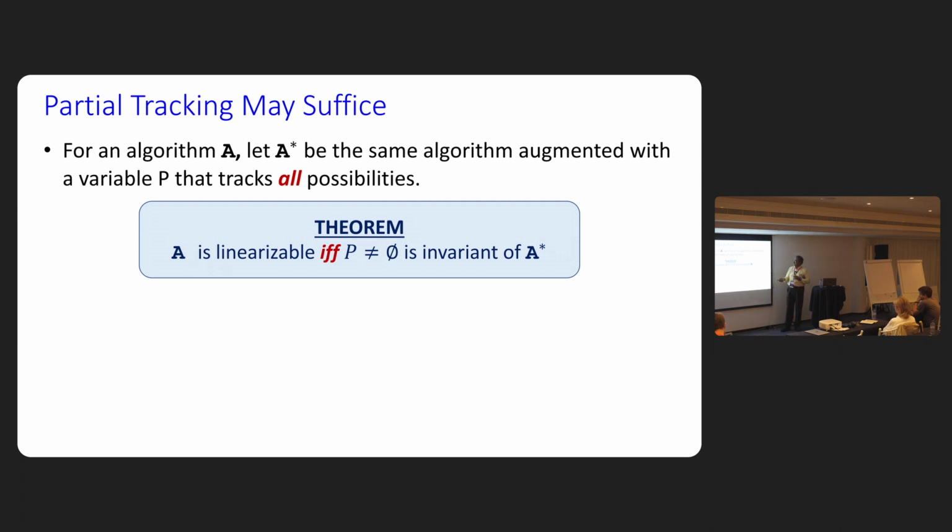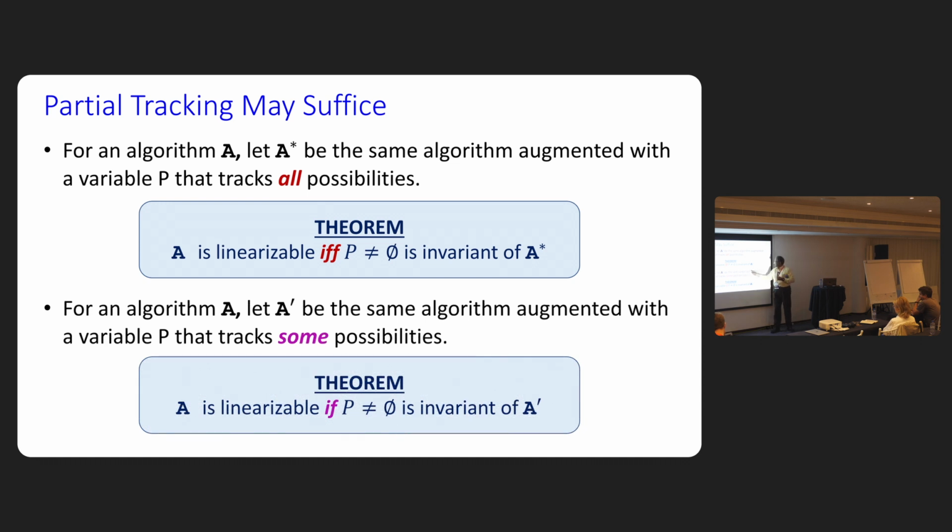But on the other hand, if what you keep track of is not the set of all possibilities, but you only keep track of some possibilities, then you get a weaker theorem. And what does the weaker theorem tell you? It tells you that if you are able to show this invariant, then the algorithm is linearizable. It's one direction only, right? So if you are able to keep track of possibilities decently enough that you are able to show that P not equal to empty is an invariant, then you can be sure the algorithm is linearizable.